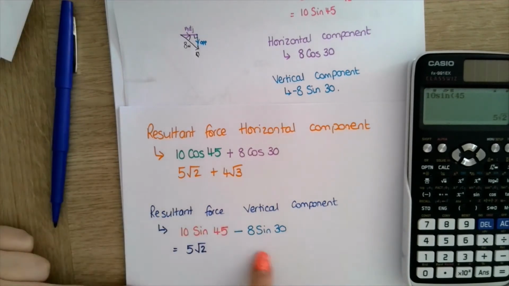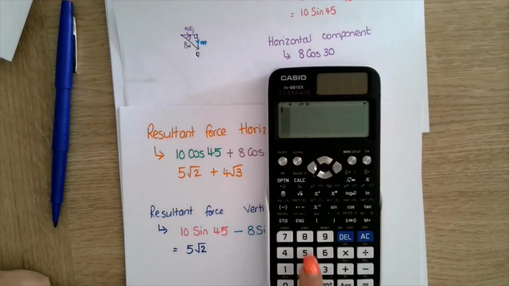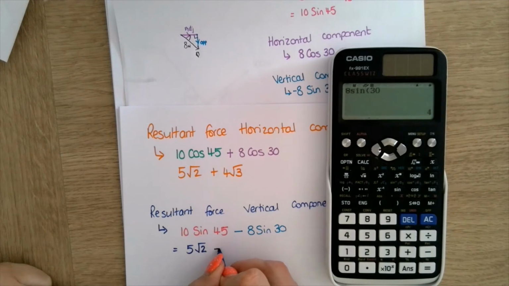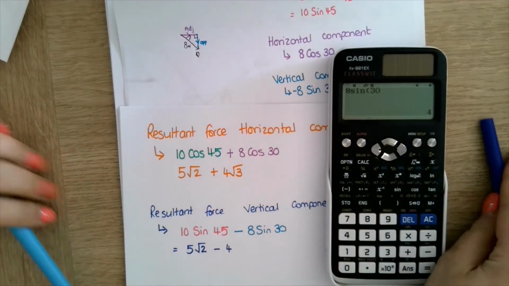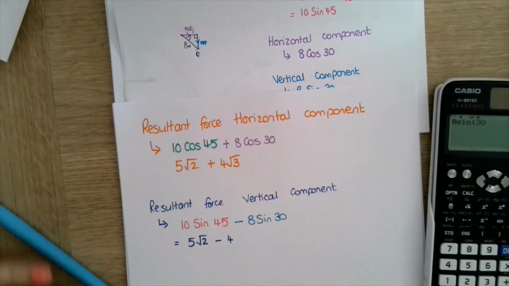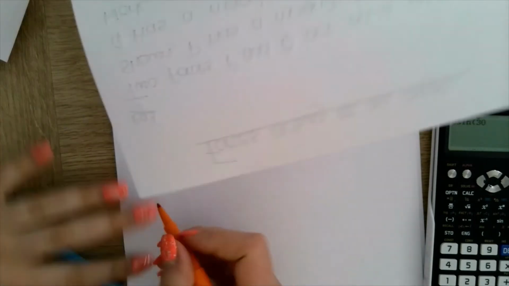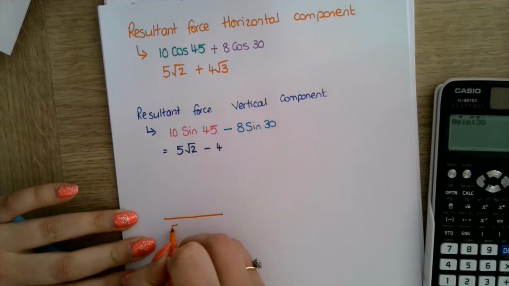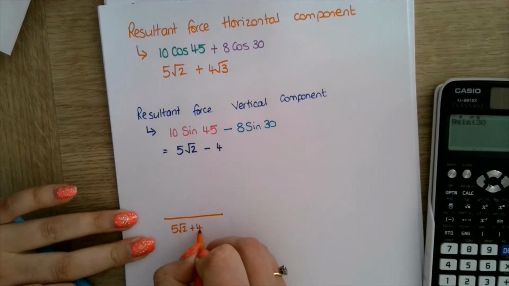And then 8 sine 30 is 4, because sine 30 is a half, just to prove it to you there. So 5 root 2 minus 4. So now what I've got is a horizontal component for my resultant force and a vertical component. So I have got this horizontal component, 5 root 2 plus 4 root 3.